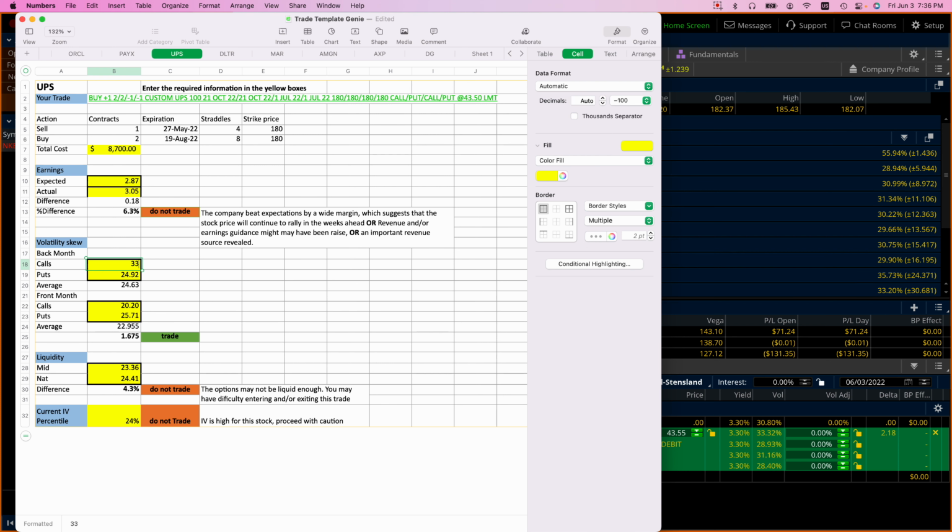Okay, 33.31, 28.94, okay, versus 31.16, 28.55. It's changing, of course, as we go. It says 1.27. It's narrow. The range of volatility skew, back month versus front month, it's narrow. It's less than 3, so it says trade.